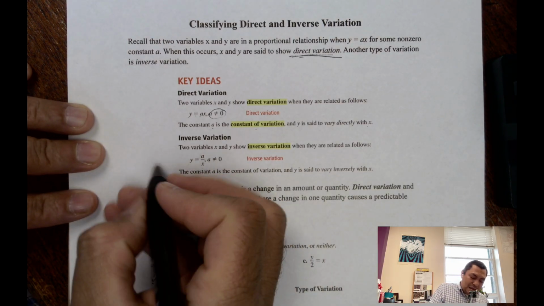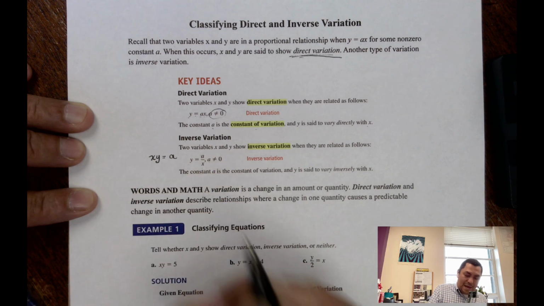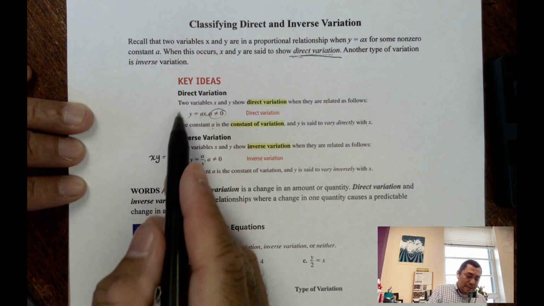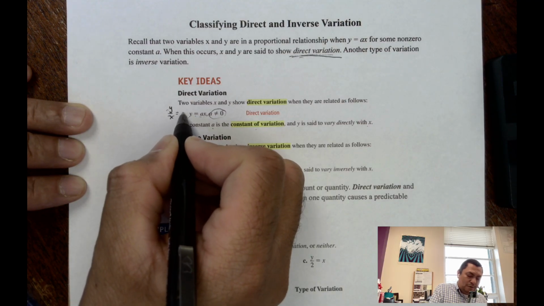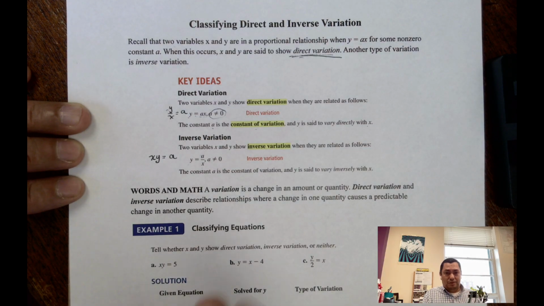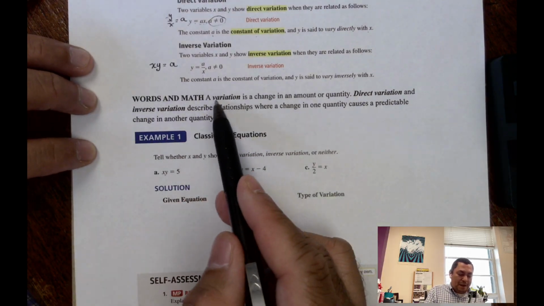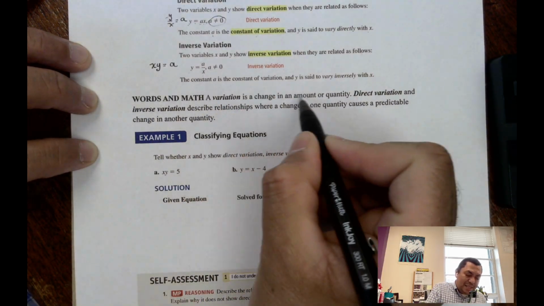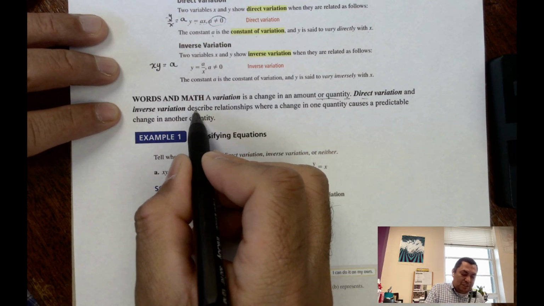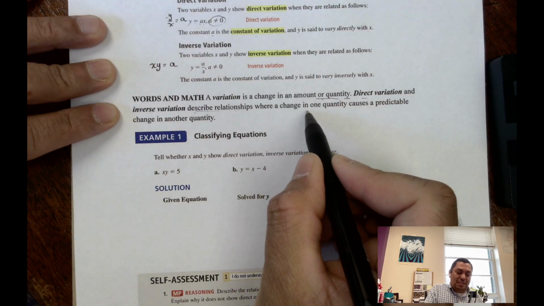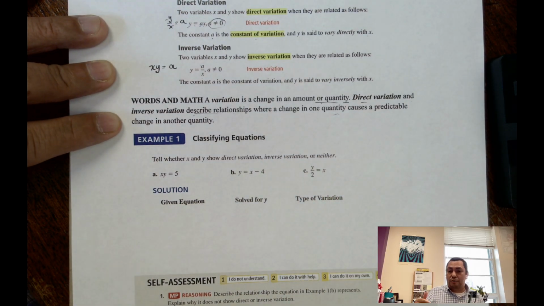So in this case, we can say that x times y is equal to a. And here we can see that y over x is equal to a. So this is direct, this is inverse. In words and math, a variation is a change in the amount or quantity. Direct variation and inverse variation describe relationships where a change in one quantity causes a predictable change in another quantity.